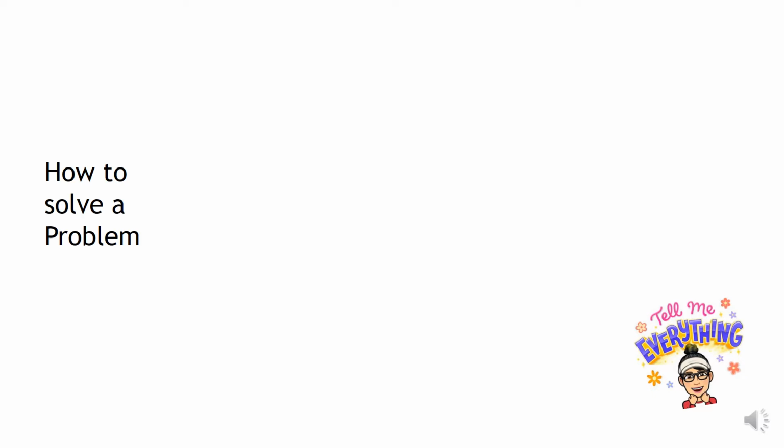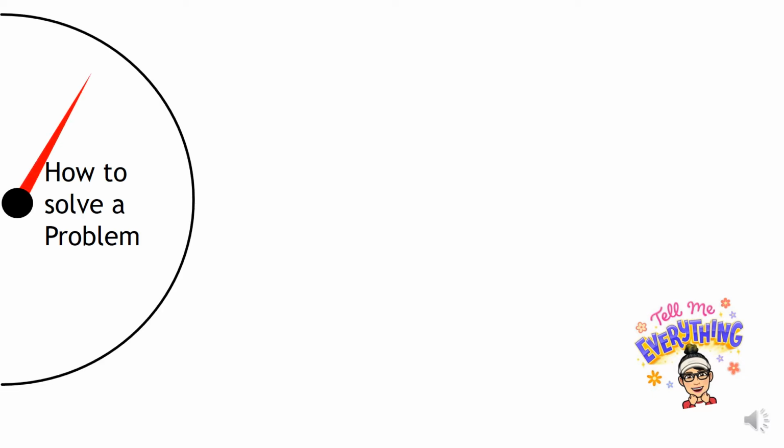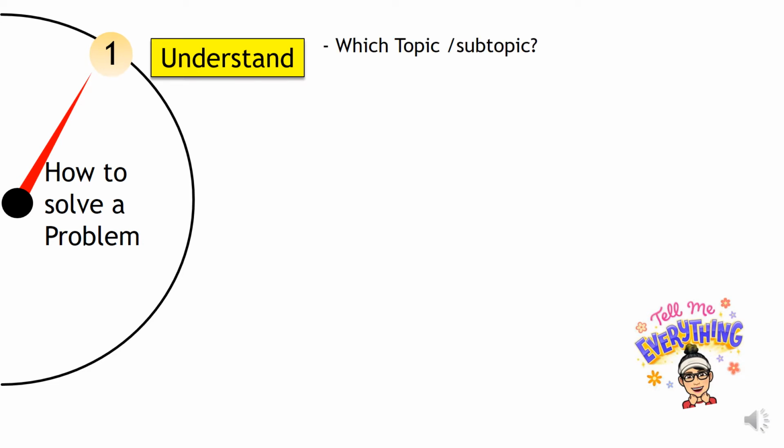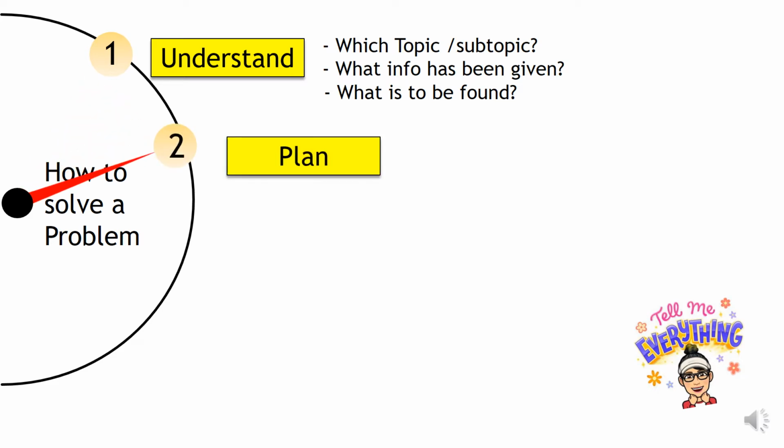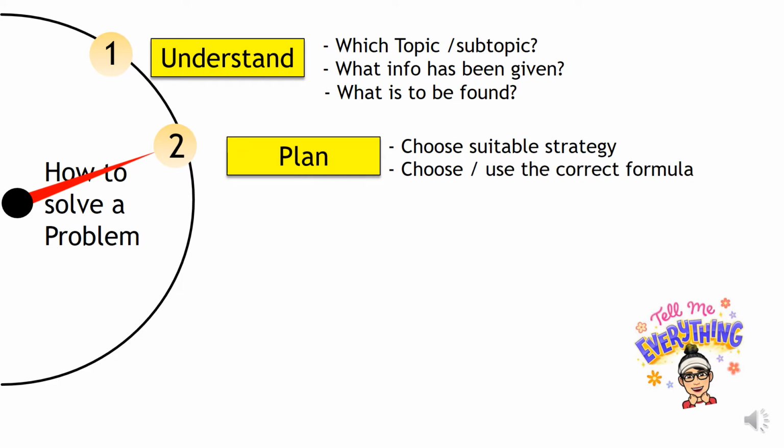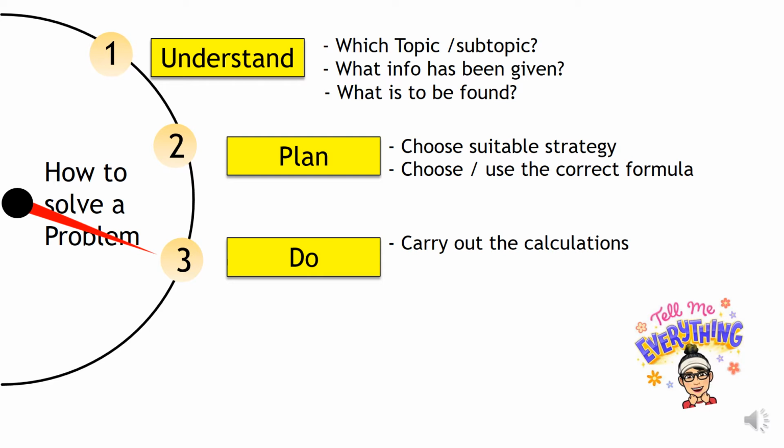How to solve a problem? First, you need to understand which topic or subtopic, what information has been given, what is to be found. Secondly, you need to plan. Choose a suitable strategy. Choose or use the correct formula. And thirdly, do. Carry out the calculations, graph sketching, or creating tables.